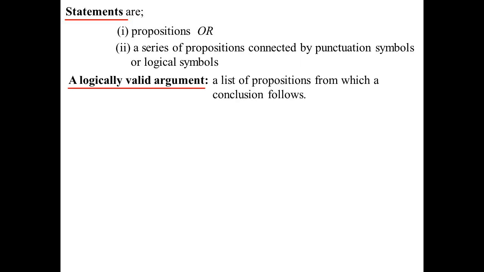Okay. So statements. So we want to make statements. What are they? Could simply be a proposition. A proposition in itself is a statement. Or it might be a series of propositions that we've joined together using our punctuation symbols and our connectives, our logical symbols. So what is a logically valid argument? It's a list of propositions from which a conclusion will follow. That basically is a proof. So that's what we call a proof.